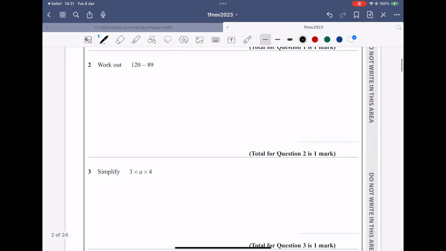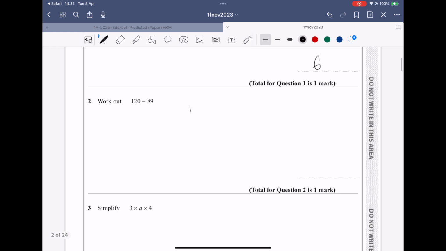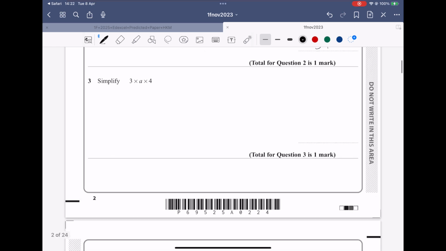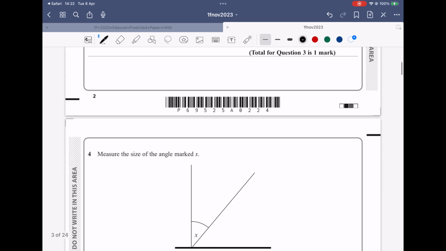Number 2 is a subtraction, but you need to lay it out. Carrying over again, 31. That should be fairly straightforward. If you're having issues with that, I'll be honest, you just need to practice a load of it. 3 times A times 4: multiply the numbers together, you get 12, but we've also got an A, so it's 12A. So a fairly straightforward start.